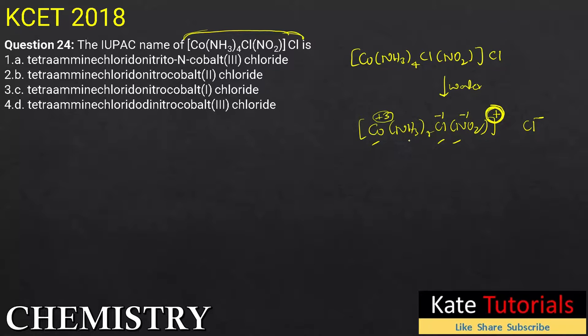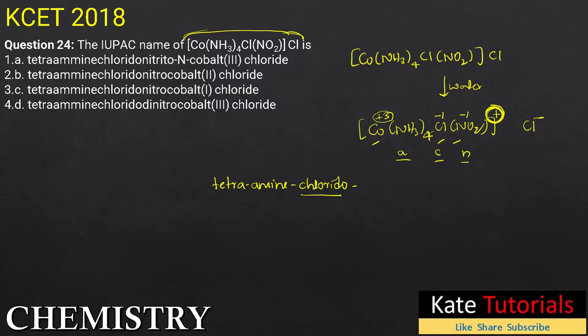So this is the complex. For nomenclature, first we always have to name the ligands. In the ligands there is amine A, next comes chloro C and nitro N. So the alphabetical order is A, C, N, right? So first I have to name the amine. How many amines are there? 4. So the name is tetraamine and chloro. We can write it as chloro or chlorido. In the option they have given chlorido, so I have written chlorido. This is nitro, right? We call it nitrito in coordination chemistry.